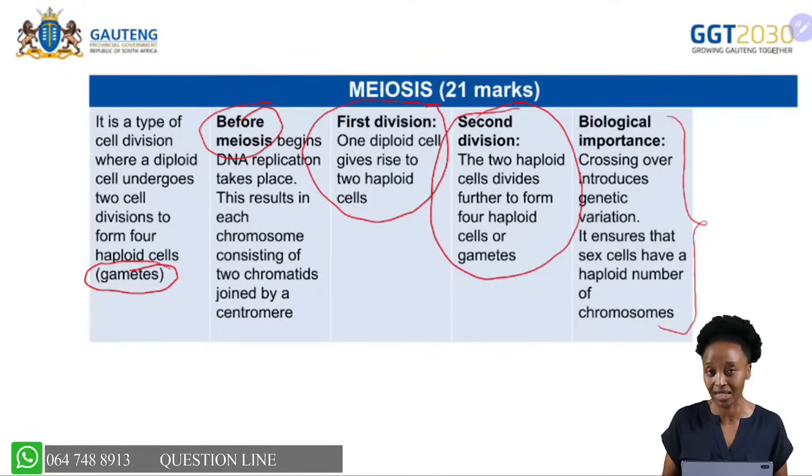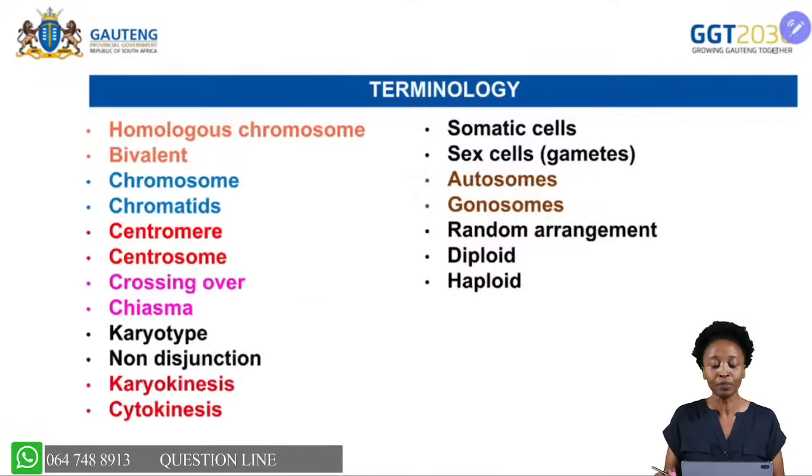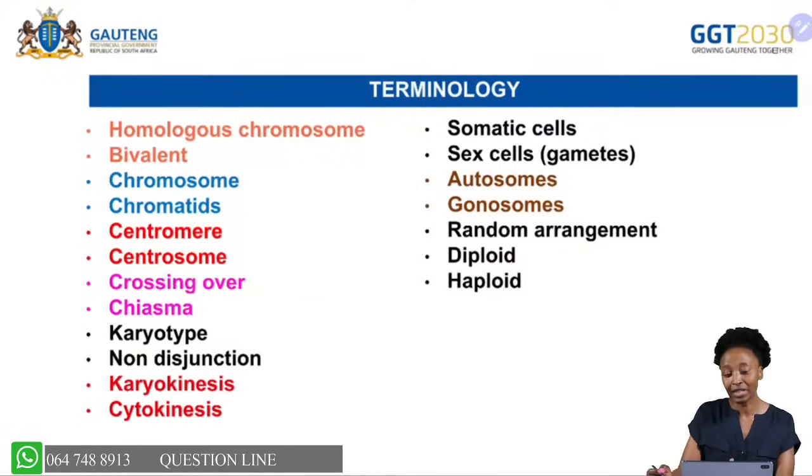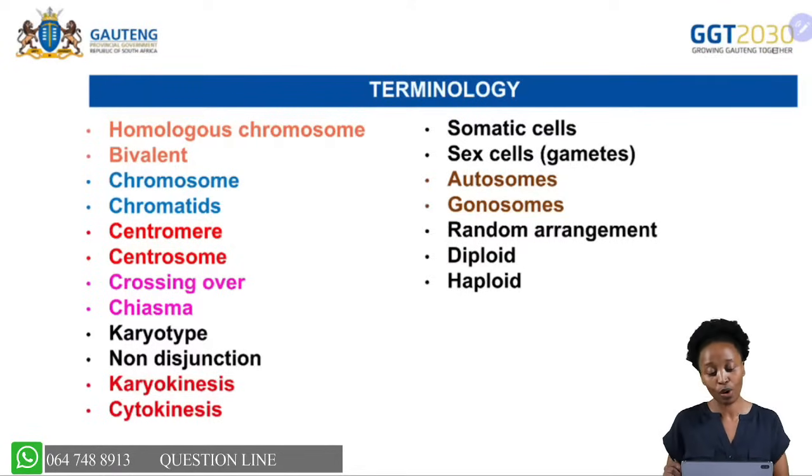There's 46. And at the end of cell division, meiosis, the gametes, each gamete has 23 chromosomes. So that's where we're coming in. So the terms that are important here, we are not going to go through all of them.